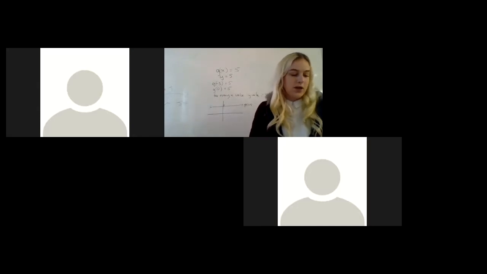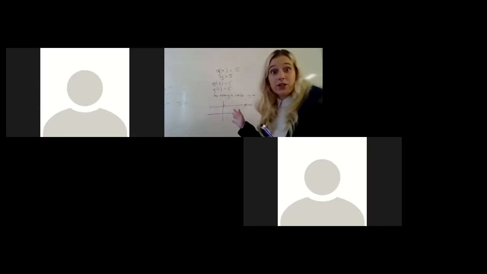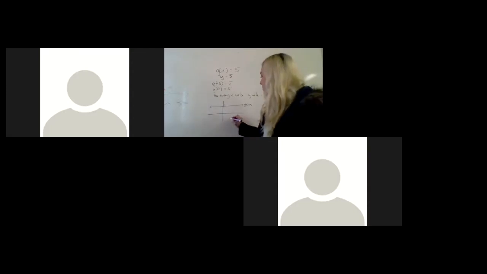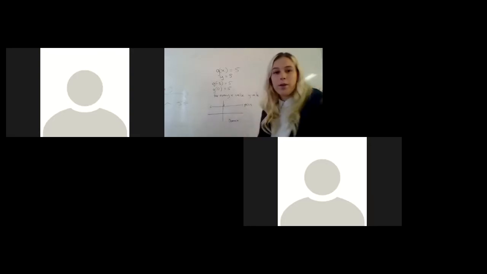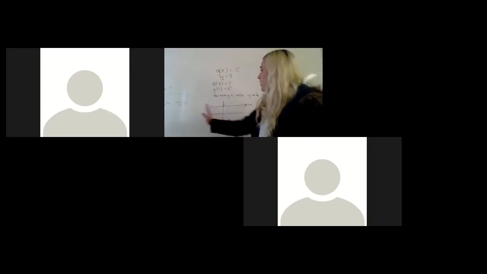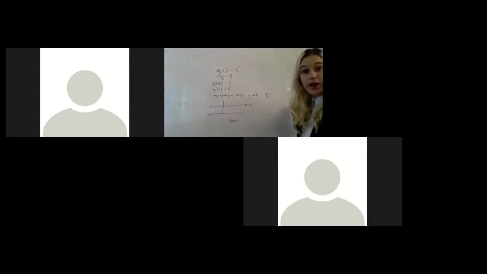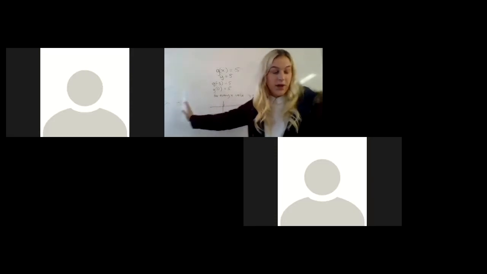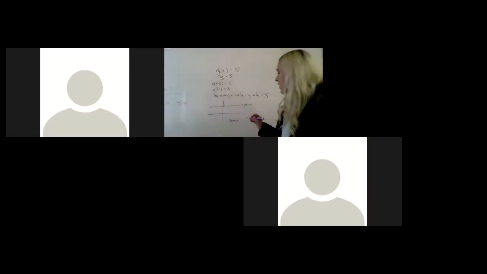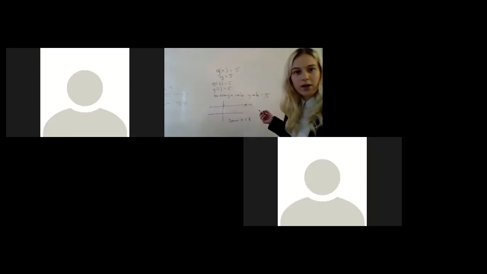Now, what is the domain and range of this graph? Domain is all of our input values, remember, which are our x values. All of our x values, forever and ever, get used. So our domain is x is an element of the real numbers, because every single x value is going to get used. If I go x equals 1,000, y is going to be 5.